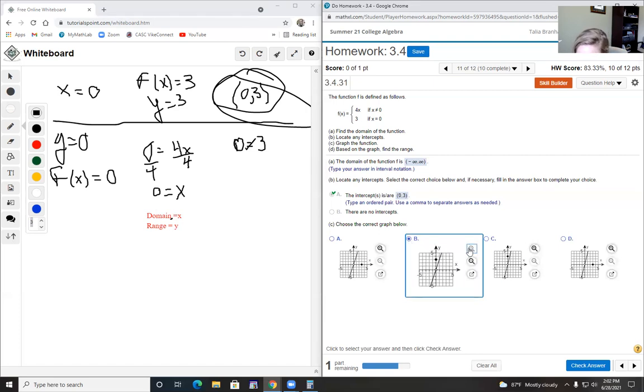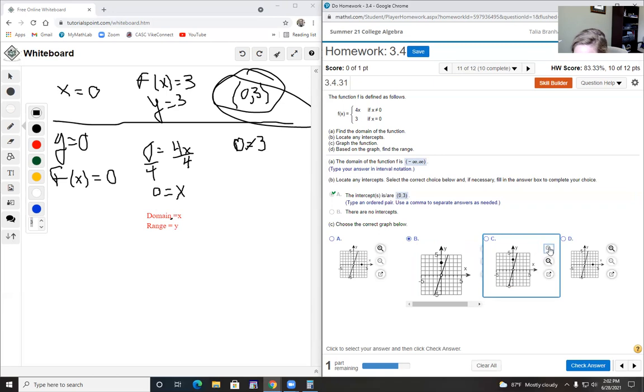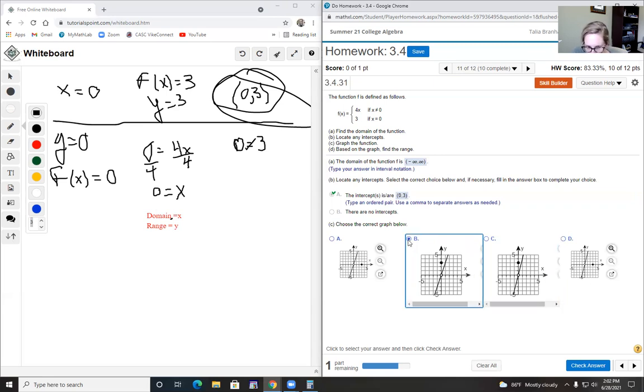Oh, I'm glad I got my glasses on. So these are both at (0, 3). We'll have to look at that. And that one's at (3, 0). So on these, that means these graphs are different.